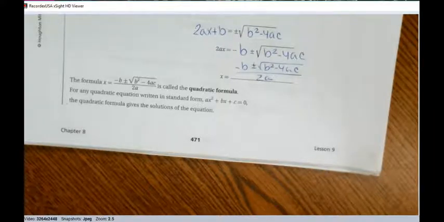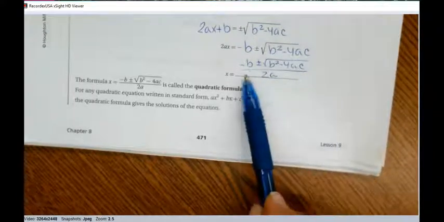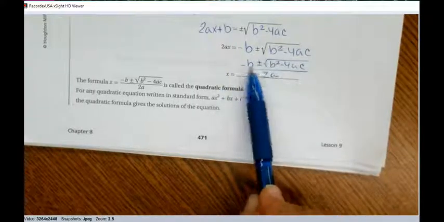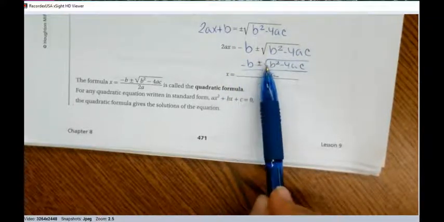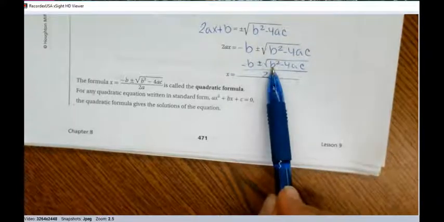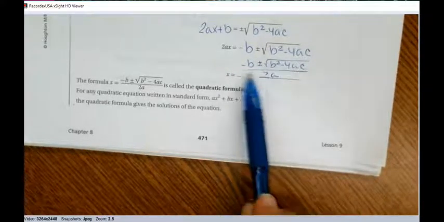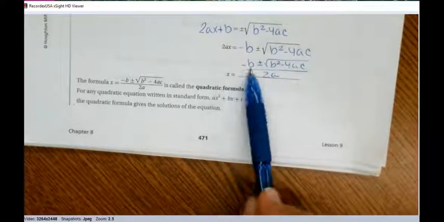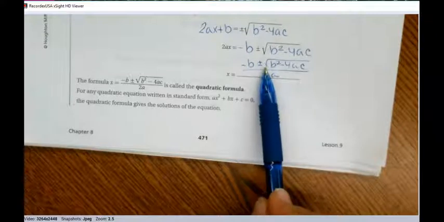x equals negative b plus or minus the square root of b squared minus 4ac all over 2a. One last time.